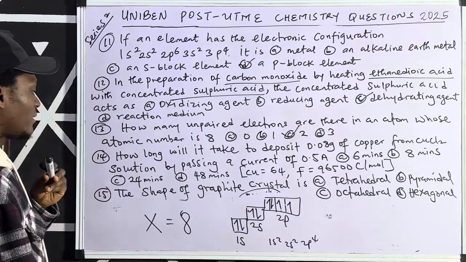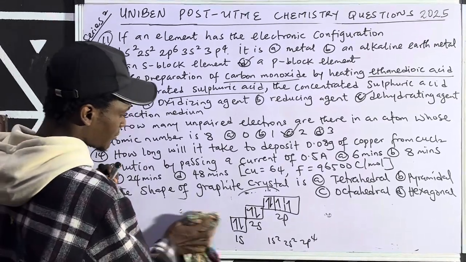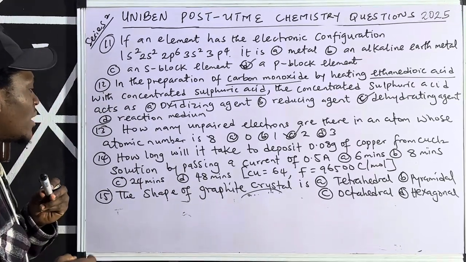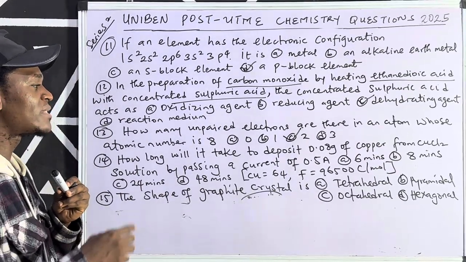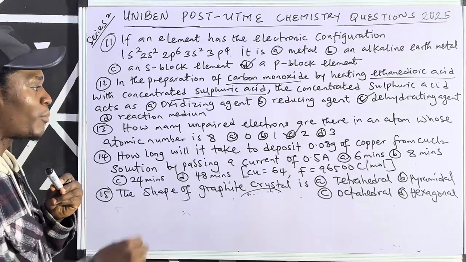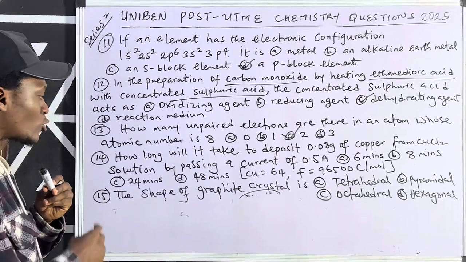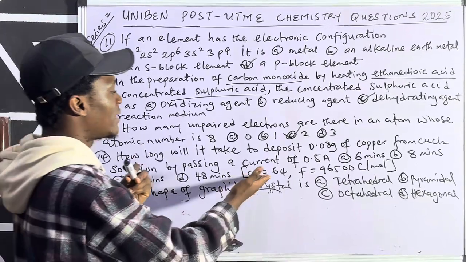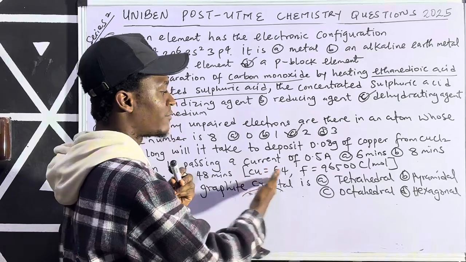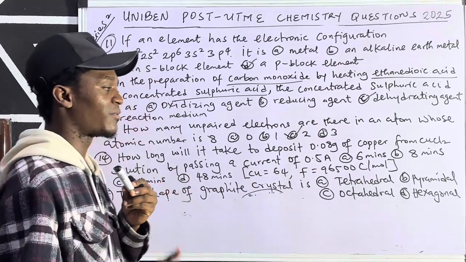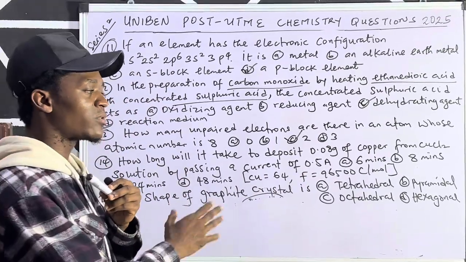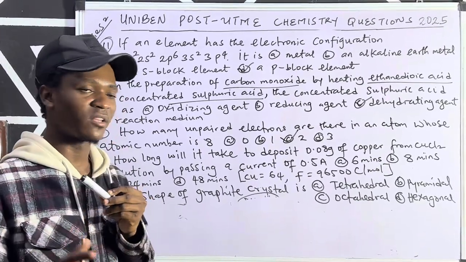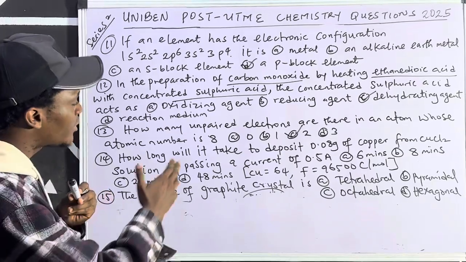Then let's see the next question, which is question 14. In question 14, we are told how long will it take to deposit 0.08 gram of copper from copper chloride solution by passing a current of 0.5 amperes. Then we are given the relative atomic mass of copper to be 64, then the farad to be 96,500 coulombs per mole. This question is under electrolysis. That's Faraday's calculations, first law and second law of electrolysis. Now, how do we go about this?